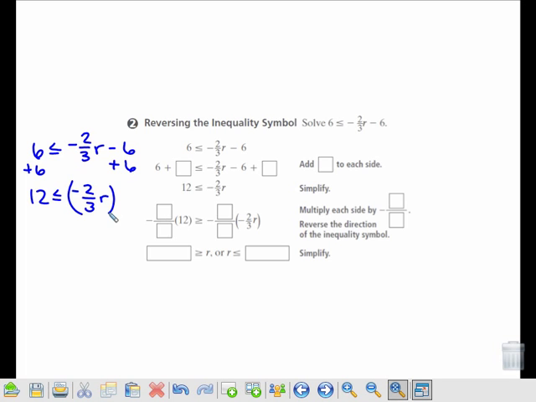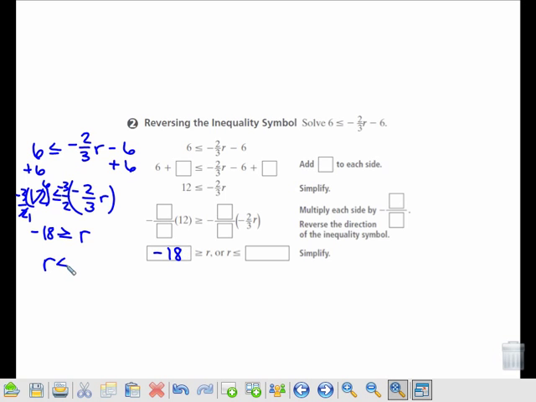So in order to get rid of my fraction, I have to multiply by negative 3/2. So I'm going to multiply this by negative 3/2. So I have r, the 2 can go to 1, 12 to 6, so I get negative 18. Now, since I multiplied both sides by a negative, I have to flip that inequality symbol. So my 12 went from the positive side of the number line. Now it's on the negative side of the number line with negative 18. So then I get negative 18 is greater than or equal to r.